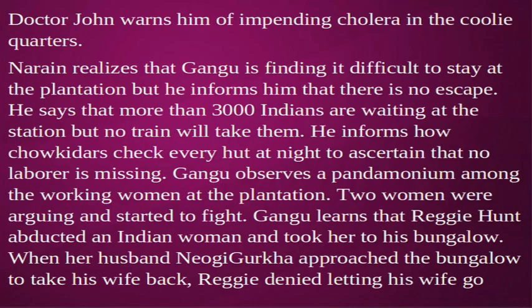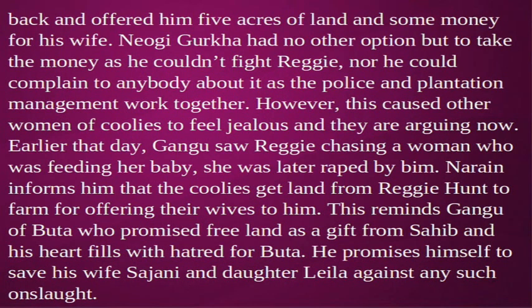Gangu observes a pandemonium among the working women at the plantation. The 2 women were arguing and started to fight. Gangu learns that Reggie Hunt abducted an Indian woman and took her to his bungalow. When her husband Neogi Gurkha approached the bungalow to take his wife back, Reggie denied letting his wife go back and offered him 5 acres of land and some money for his wife.